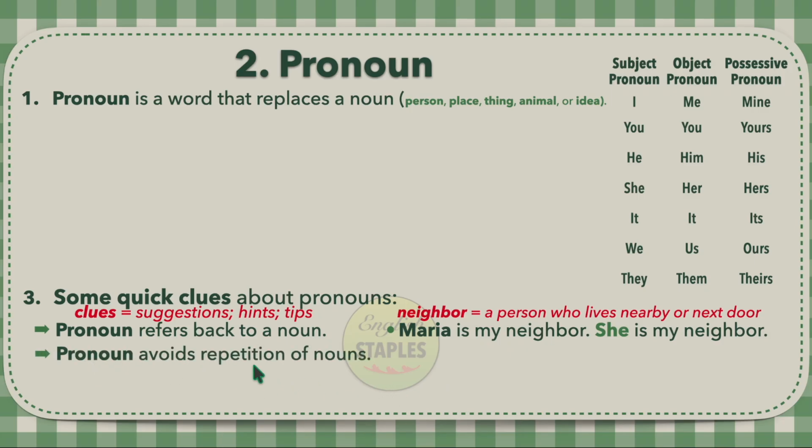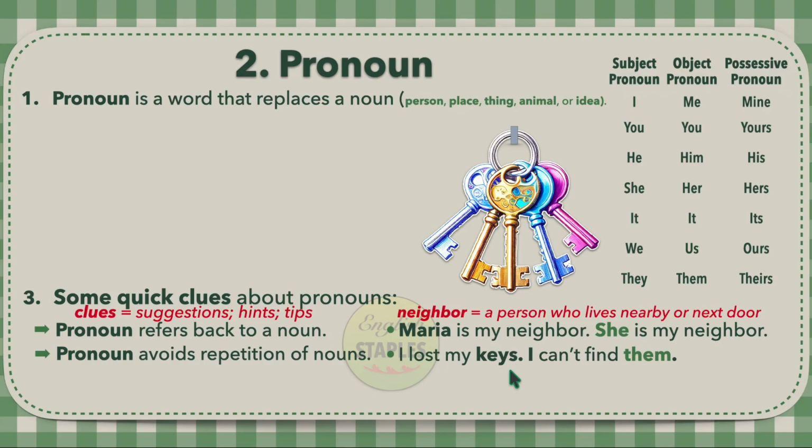Pronoun avoids repetition of nouns. I lost my keys. I can't find them. Keys in this sentence is an object. So this is the object, noun. Its counterpart is going to be the object pronoun. See, it's under the object pronoun.